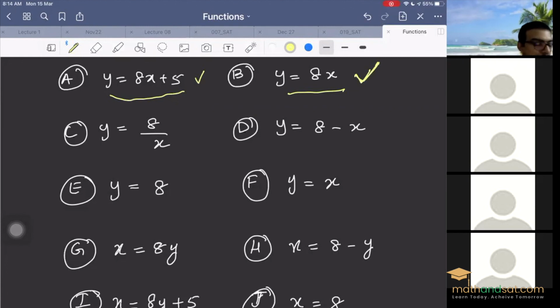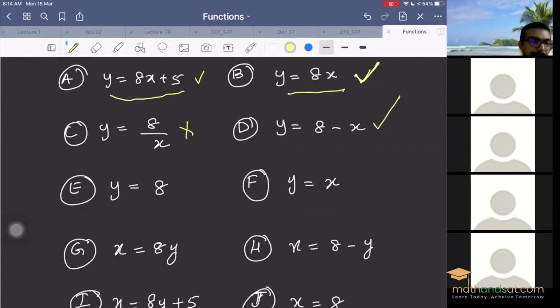Y is equal to 8 over x. Does that represent a linear function? No, this does not represent a linear function. Y is equal to 8 minus x. Does that represent a linear function? Yes.